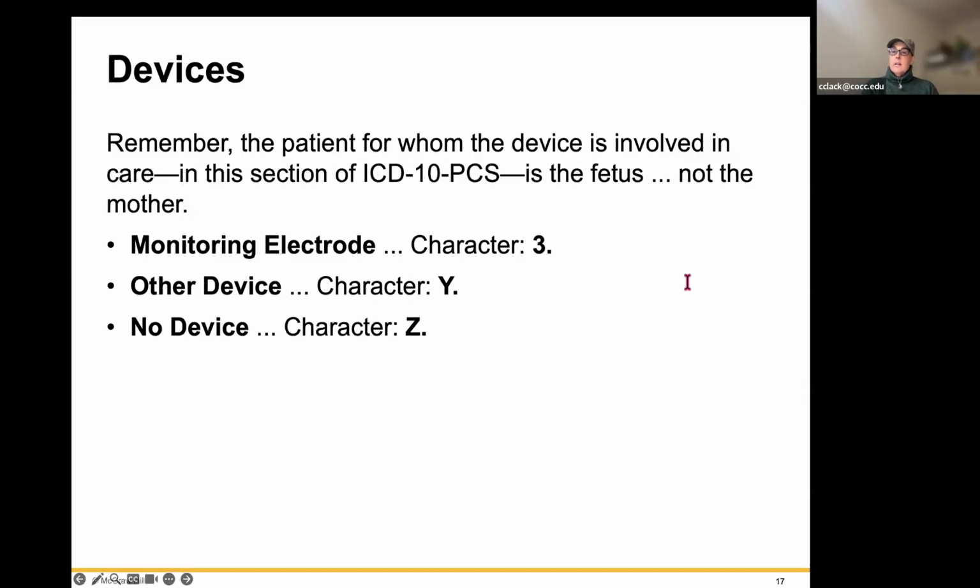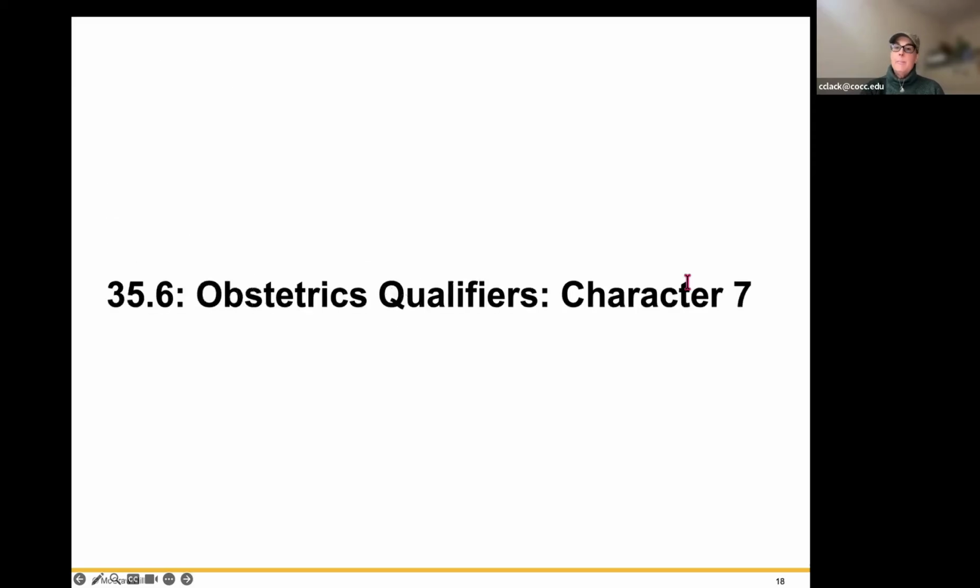So for device, we're thinking about one of three things. A monitoring electrode, which is used when a fetal monitoring electrode is placed and remains. That would be 3, character 3. Then we're looking at character Y, other device, which is used when a device is present but does not match more specific options. No device is character Z, which is most common. Nothing remains in place. Always confirm who the device is for in the documentation, and then choose the most specific device value that's listed in the table.